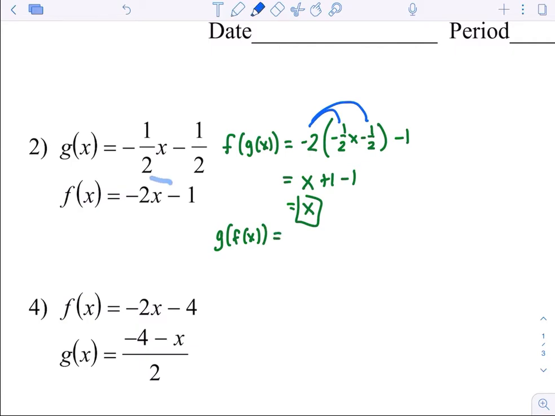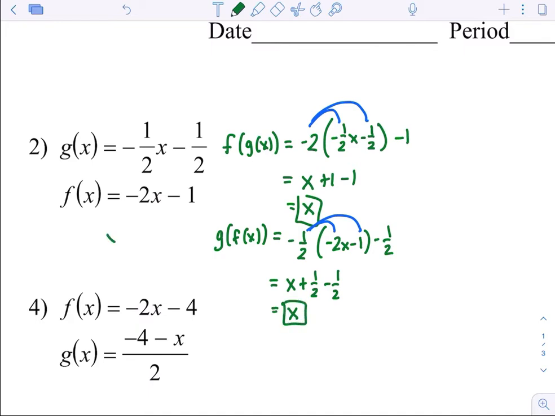So now we're plugging all of this in for that. So -1/2 in parentheses -2x minus 1 minus 1/2, which is equal to, distribute, -1/2 times -2 is an x. -1/2 times a -1 is a +1/2 minus 1/2, which is equal to x. So yes, these are inverses because they're both x.